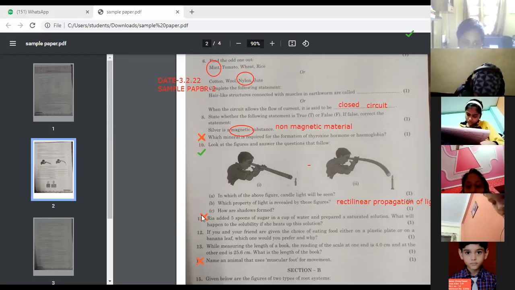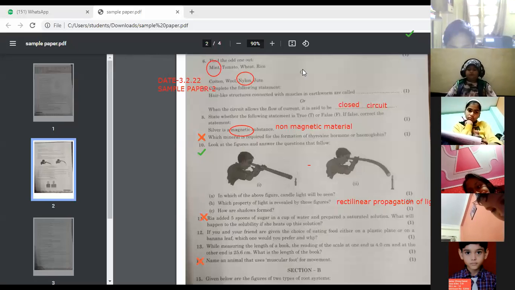Other than Tanishk, who wants to give the answer for question number 13? Kindly read question number 13 and give the answer. One by one. Okay, Tanishk, and after that, Charvi will give the answer of question number 13.